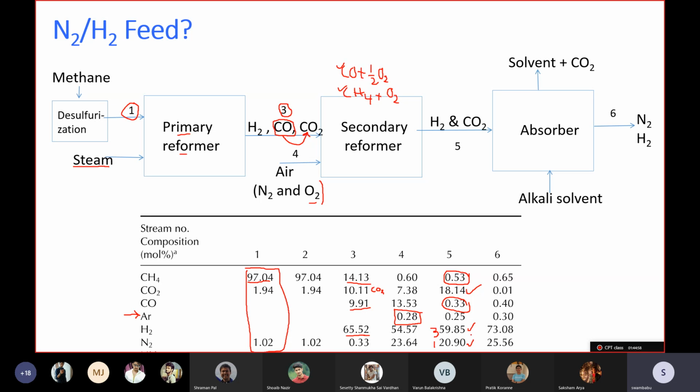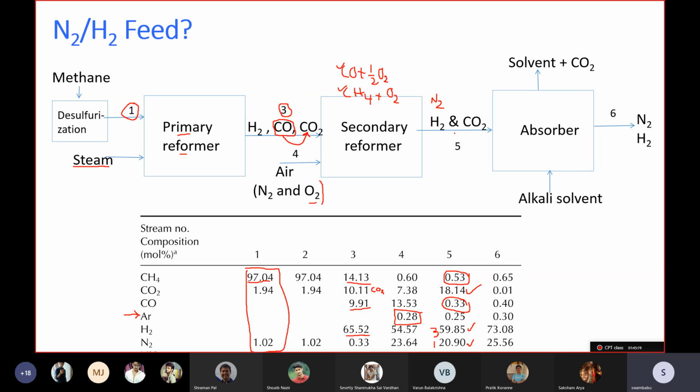So in this stream, we have predominantly nitrogen, hydrogen, and CO2. Other small amounts of CO and CH4 are there.